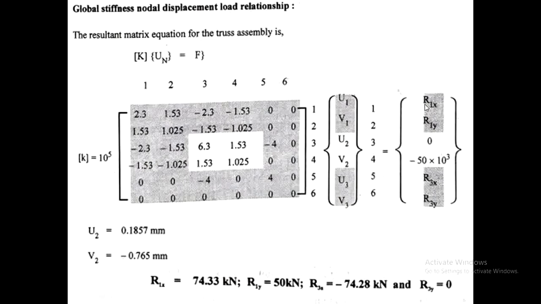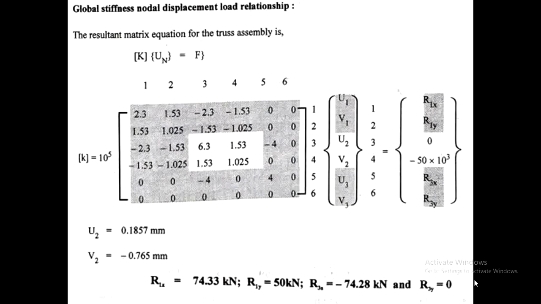After determining U2 and V2, suppose I want to calculate the reaction at node 1 in x direction, that is R1x. So simply take global stiffness matrix row 1, multiplied by the column of the displacement vector, equal to R1. So that is 2.3 U1 plus 1.53 V1 minus 2.3 U2 minus 1.53 V2. This is 0, this is 0, equal to R1. In this way you can calculate R1x, R1y, R3x, R3y. The respective values are 74, 50, 74 and 0 respectively.